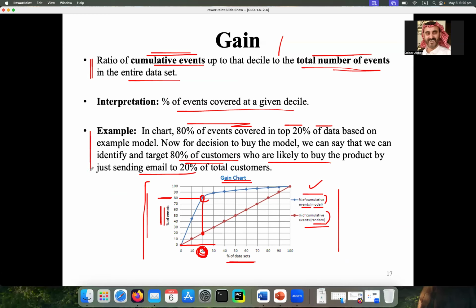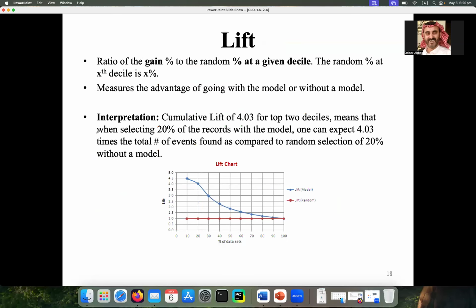Anyhow, this is the advantage of gain. Moving next. What is left? This is the definition. Ratio. This definition, we are writing it here by observing that table that we already have seen. So this is the ratio of the what? Gain. This is the ratio of the gain percent to the random percent at a given decile.